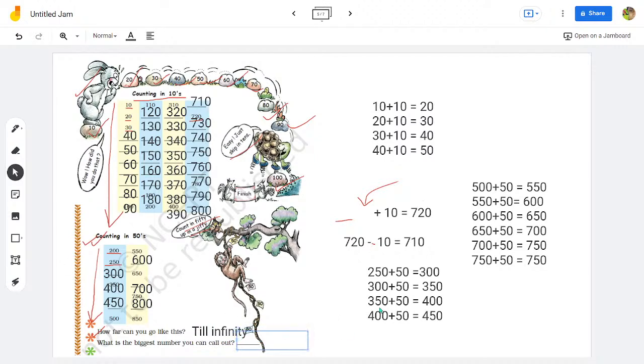And what is the biggest number you can call out? There's no such biggest number. We can't get any number that we can say is the biggest of all, and this is the end of the numbers. We can't end our numbers, right?